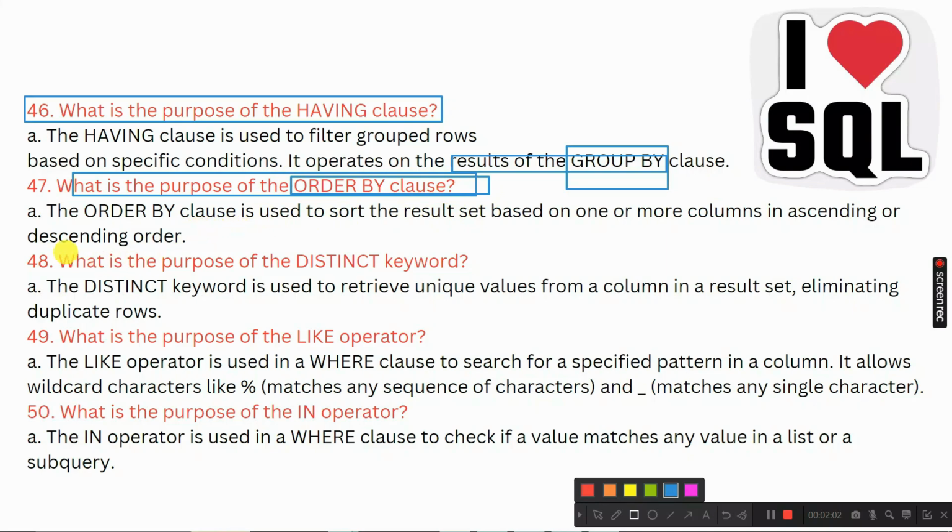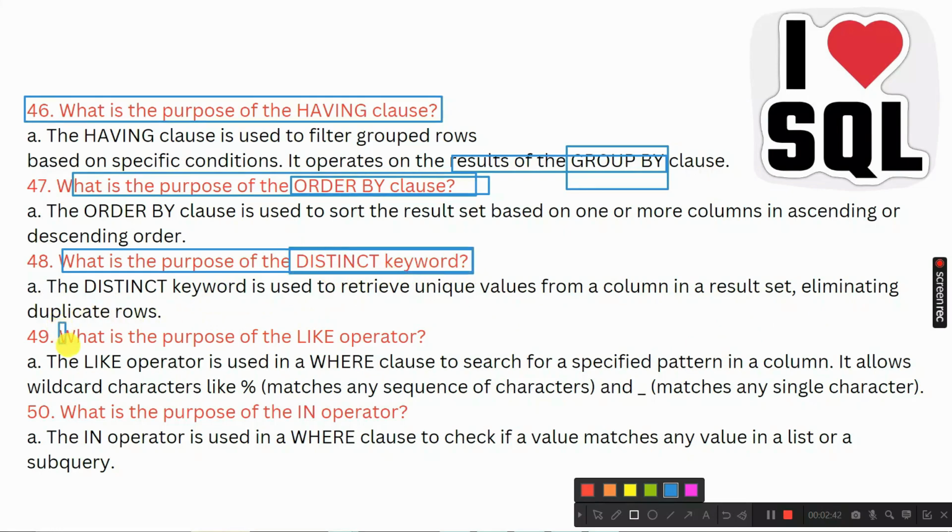Correct? Next question is, what is the purpose of the distinct keyword? The distinct keyword is basically used to retrieve unique values from a column in a result set by eliminating the duplicate rows. Alright? This is the main purpose of the distinct keyword.